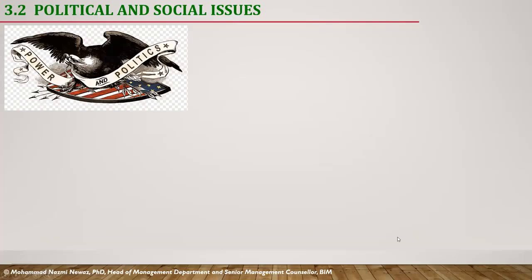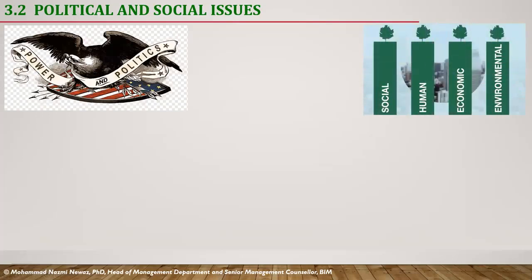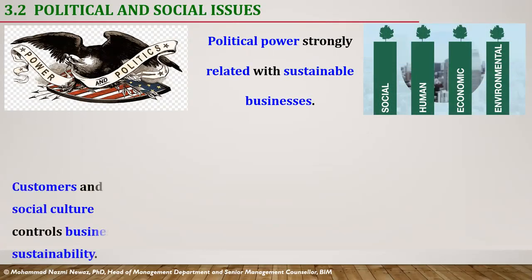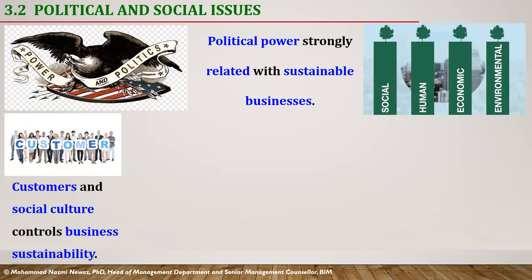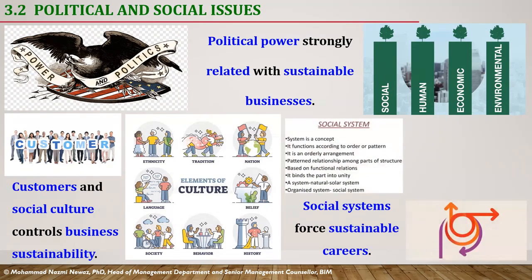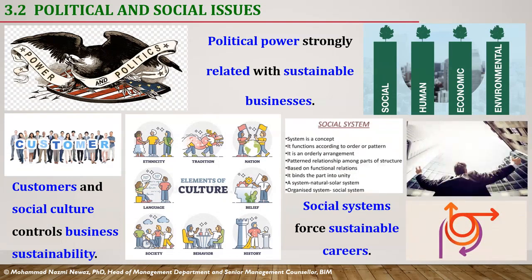And political and social issues. As I mentioned earlier, political power is something which can change your business, which can force your business to do anything. It depends on the political power of the country. Even it depends on the political power of your own organization. For example, in your country, you are running a business and you are one of the powerful persons in the country. So you can do anything. But mind that you have to maintain the sustainable business: social, human, economic, environmental.